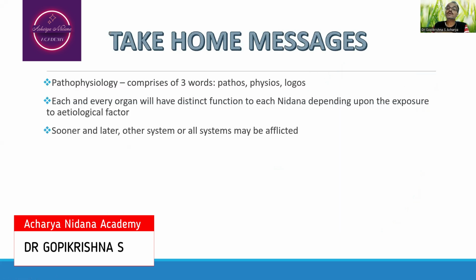To sum up, pathophysiology comprises three words: pathos, physios and logos. Pathos means abnormal, physios means the function, logos means the study. In other words, the study of abnormal functioning of the human body is termed pathophysiology. Each and every organ will have a distinct function to each of the nidana, depending upon the exposure to the etiological factor. This we are going to learn in the coming days, and sooner or later one other system or nearby system, or all the systems, may be afflicted depending upon the physical strength of the individual.